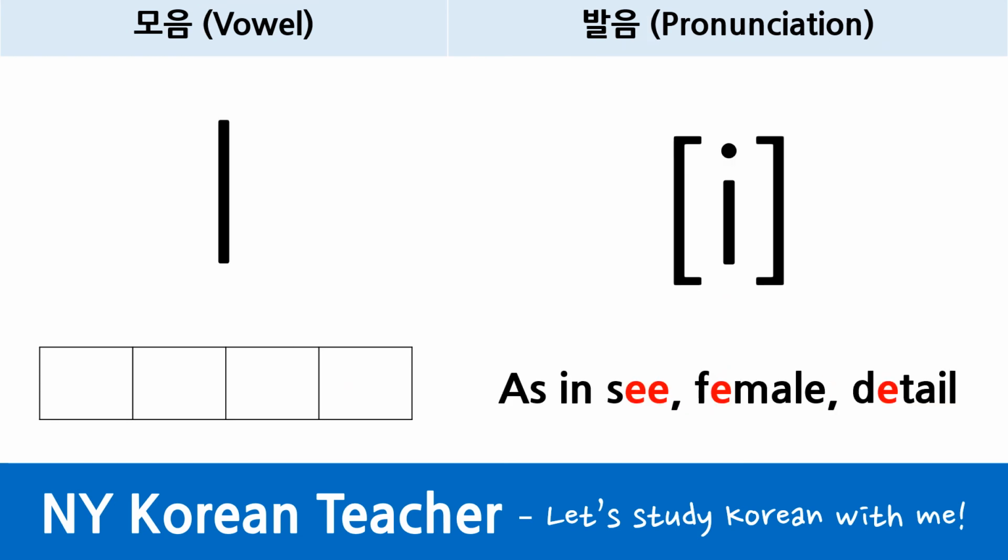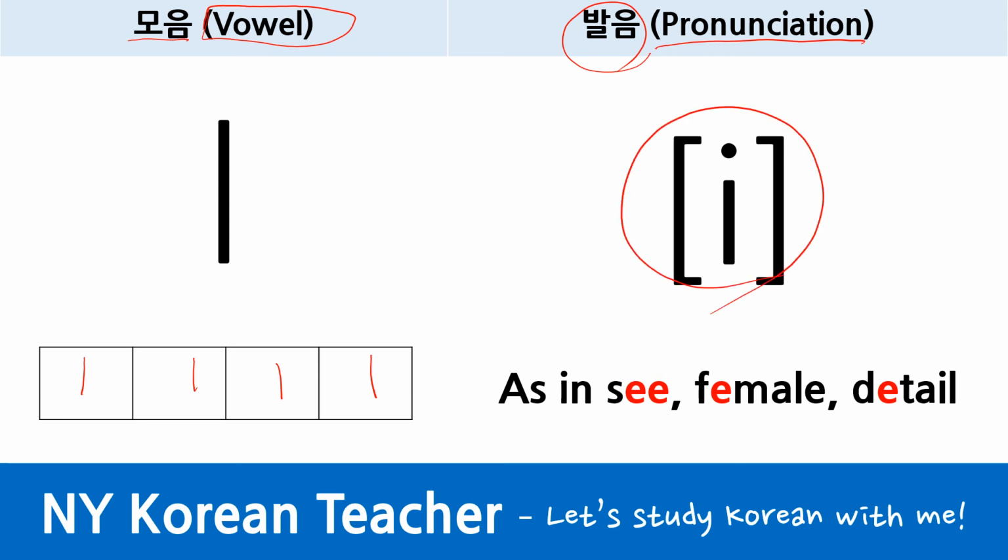Alright, here is the last vowel here. 모음, vowel. This one is easy and simple. There is only one vertical line here. 이, 이, 이, 이. 발음, pronunciation of this letter is 이, as in sea, female, detail. 따라하세요. 이, 이, 이, 이.